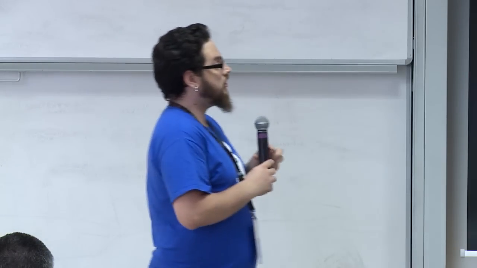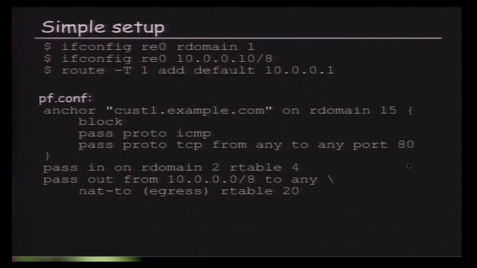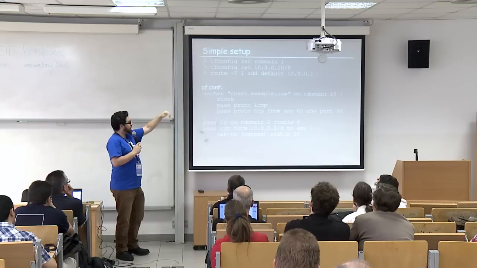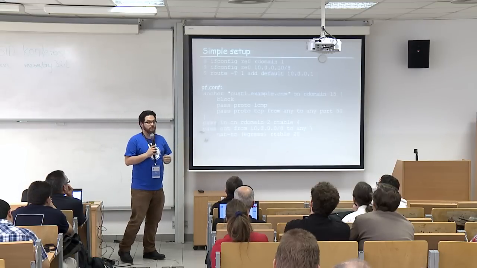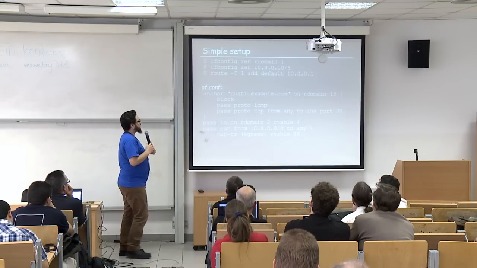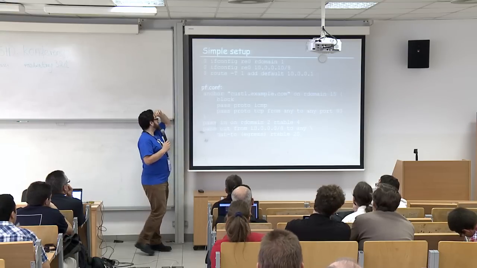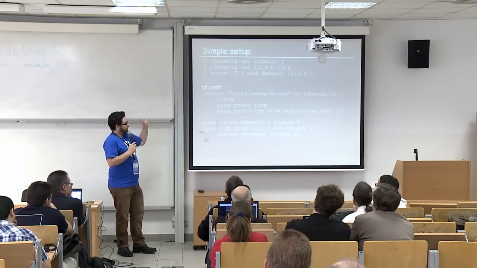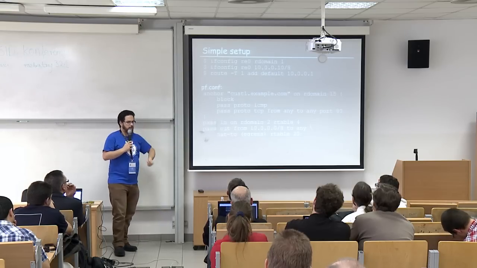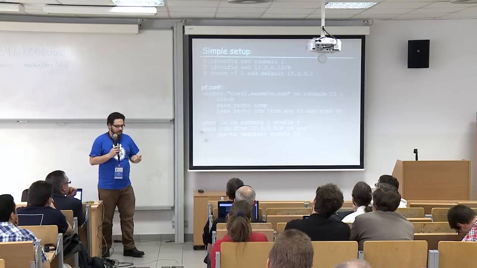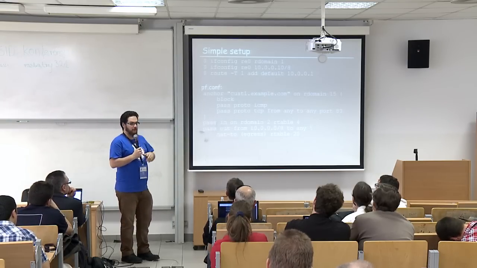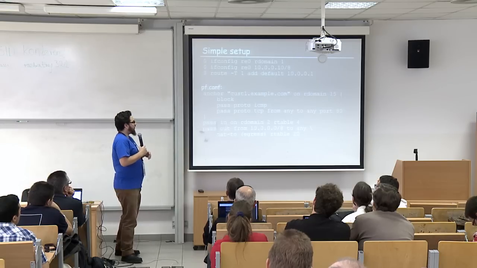So here is a very, very simple setup. I assigned my interface to RDomain 1. And then I assigned, of course, the 10 network, because this is what everybody uses. And then I added default. Personally, as soon as I assigned the first address, I assign a route. So that way I don't forget later.